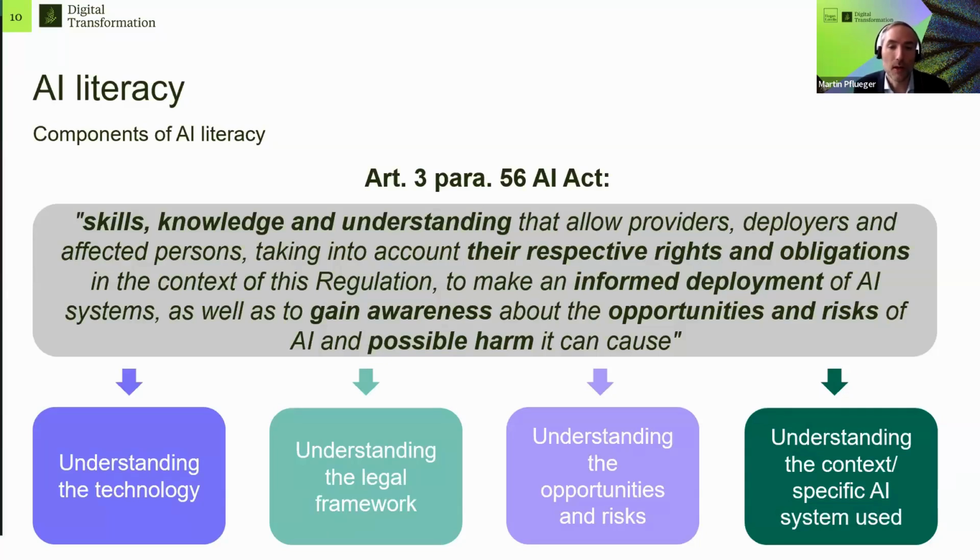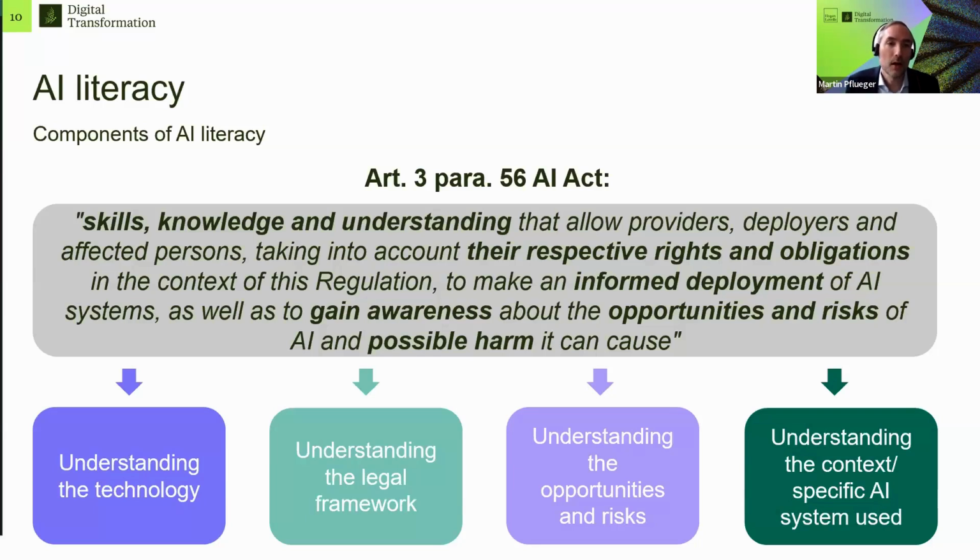The next component is understanding the opportunities and risks. So the AI Act also focuses on the opportunities that AI brings to companies, but obviously also on the potential risks for the rights and freedoms of individuals, for their safety, and also general business risks that come with AI usage. Let's think about intellectual property or privacy. And all this needs to be done in the context of how these specific AI systems are to be used, in relation to those specific AI systems that are deployed within your organization.